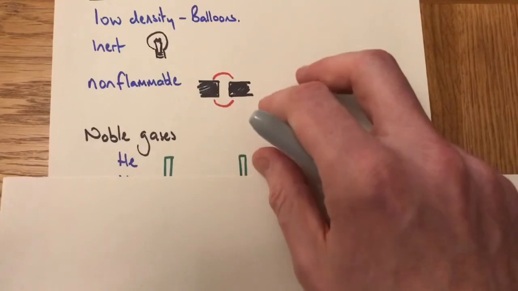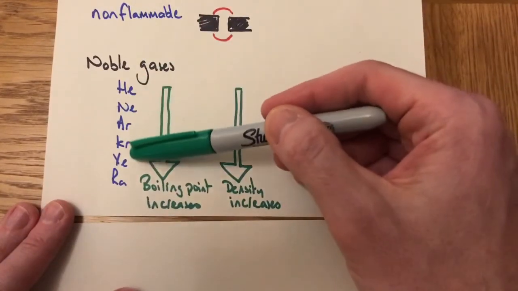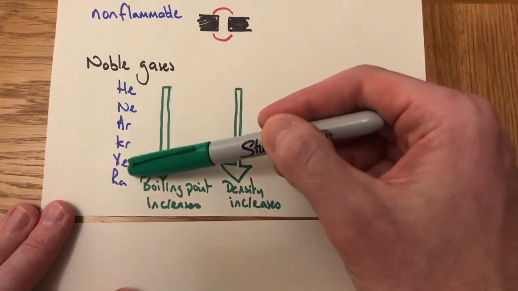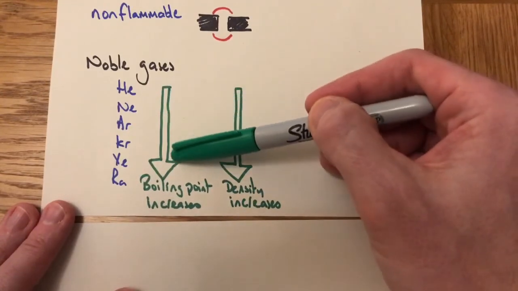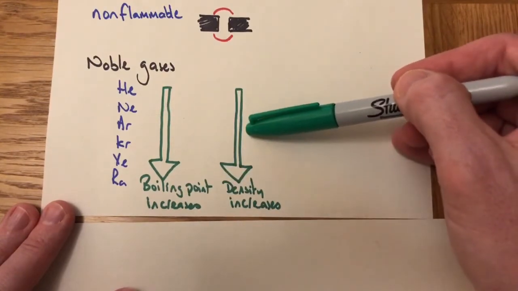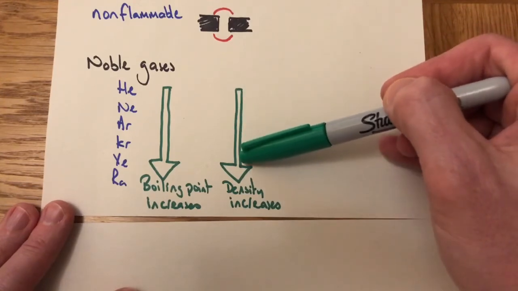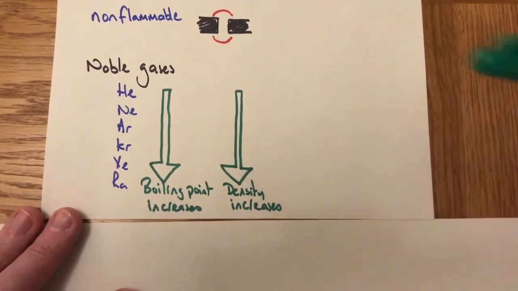Some of the key things about noble gases, so here they are in the order they're found in the periodic table. And as you go down the group, then you will notice that the boiling point increases. And also as you go down the group, then the density increases. So they do have a low density, but as you come down, the pattern is that the density increases.